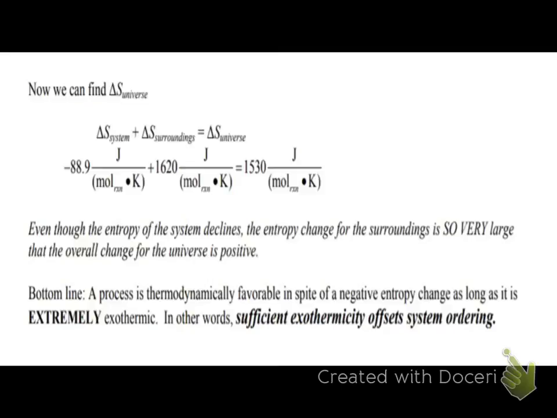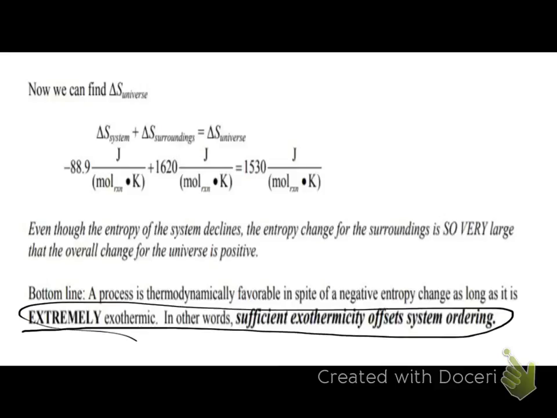So then the reaction is thermodynamically favored, and it's because it's extremely exothermic. So the sufficient exothermicity, did you even know that was a word? Offsets the system ordering. That makes you sound really smart if you say that. In other words, sufficient exothermicity offsets system ordering. Don't you sound smart? Huh? You either sound really smart or really nerdy. Which one is it?